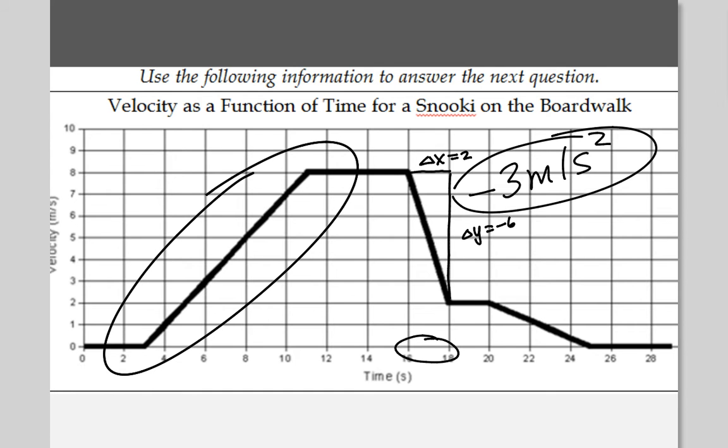Okay, so that's it for the notes. I don't want to do any more notes today.